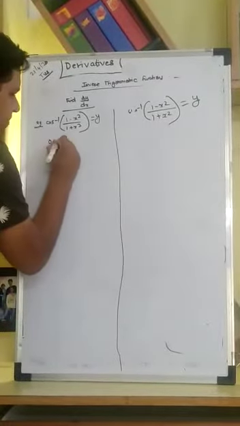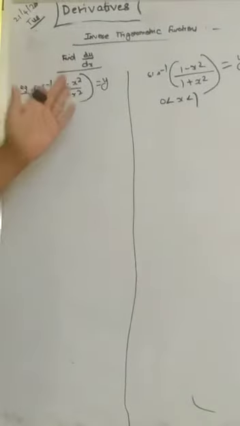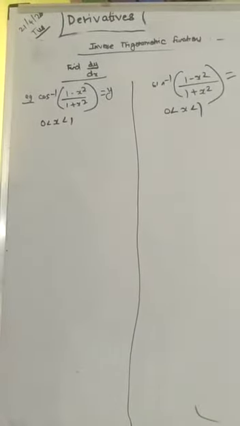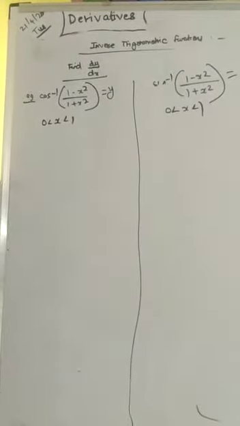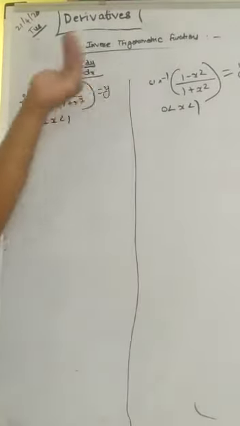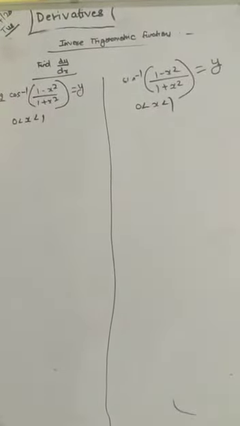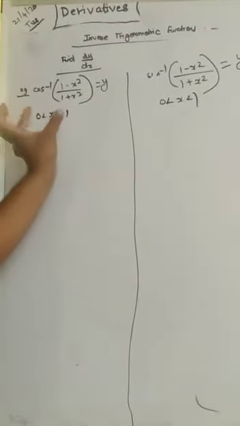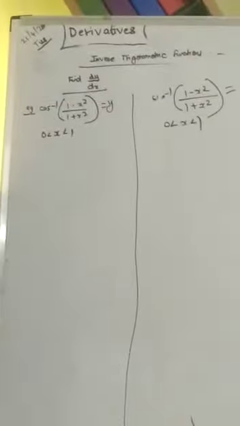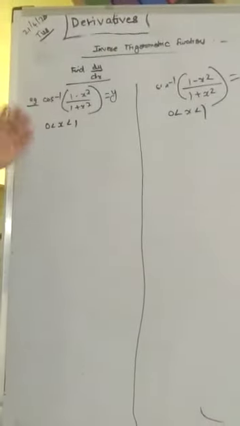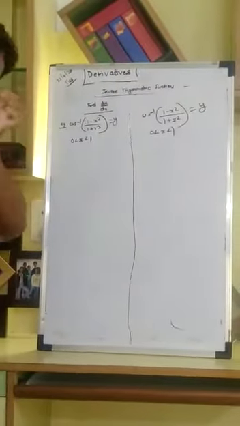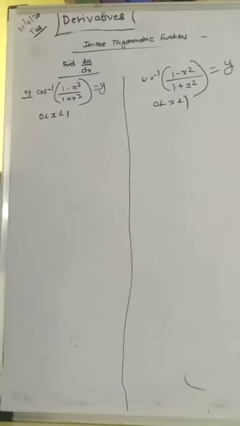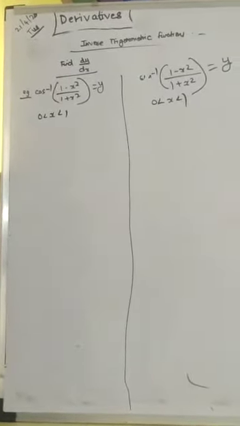Let us do two similar sums now. In one case I have y is equal to cos inverse of (1 minus x square) upon (1 plus x square). In another case I have y is equal to sin inverse of (1 minus x square) upon (1 plus x square). Both are given 0 smaller than x smaller than 1. This means nothing apart from the fact that the range of the inverse function lies in the first quadrant, if you know.